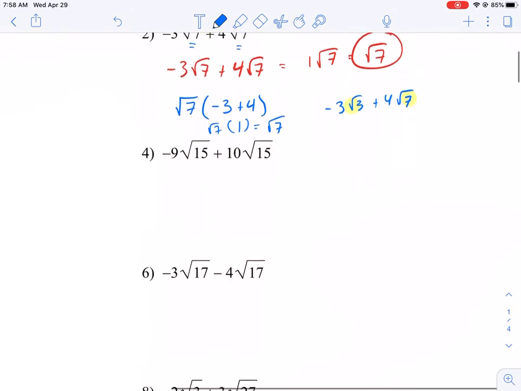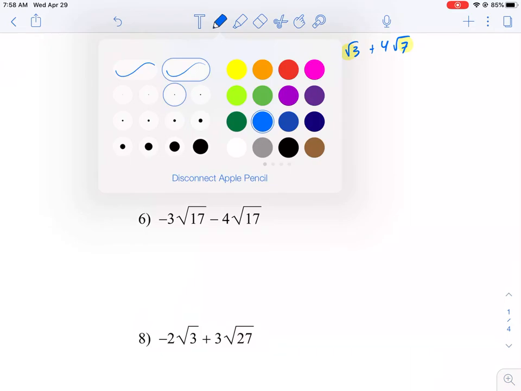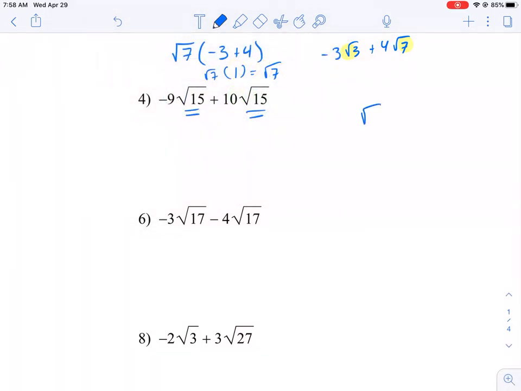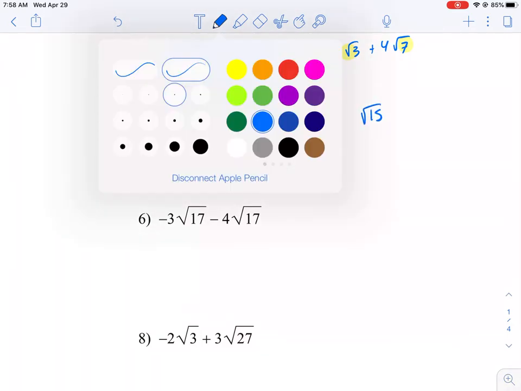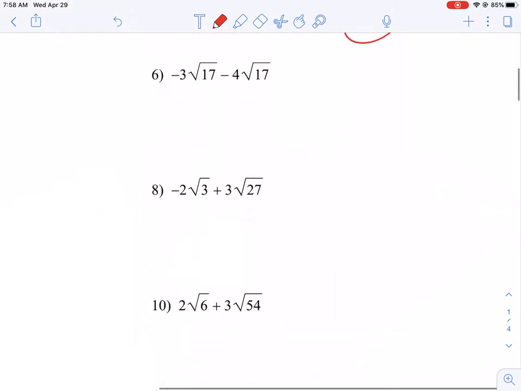So let's go ahead and proceed to the next one. Here we have negative square root of 15 plus 10 square root of 15. You'll notice that we both have a square root of 15 in these, so we can go ahead and combine them. We're just going to keep the square root of 15 attached at the end. The only thing we're worried about adding or subtracting are the numbers out in front. So we're going to do negative 9 plus 10. Again, it's 1, so our answer is just square root of 15. A lot of these are similar. Let's go ahead and scroll down.